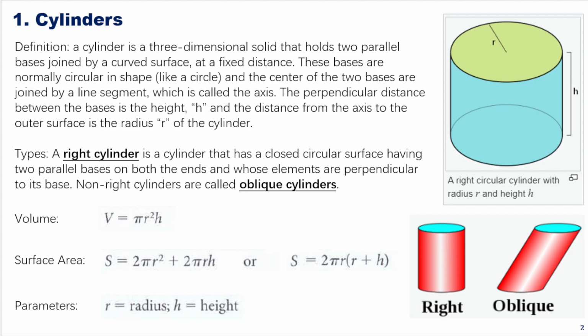The volume of a cylinder is given by this formula: V equals pi r squared h. V is the volume, r is the radius, h is its height. Surface area is given by 2 pi r squared, that's the total area of the two bases, plus 2 pi r h. 2 pi r h is the area of its lateral face. Again, r is the radius and h is the height. Are you clear?